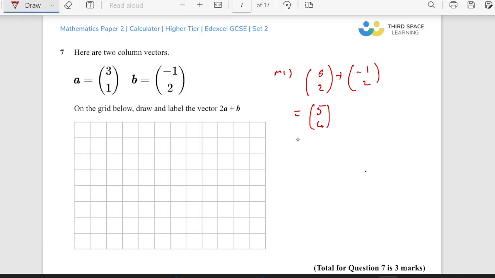So I'll pick a starting point. I'm going 5 to the right and 4 up. So I'll pick a point and then I would just draw 5 squares across, 4 squares up. Alternatively, I could do it like this.